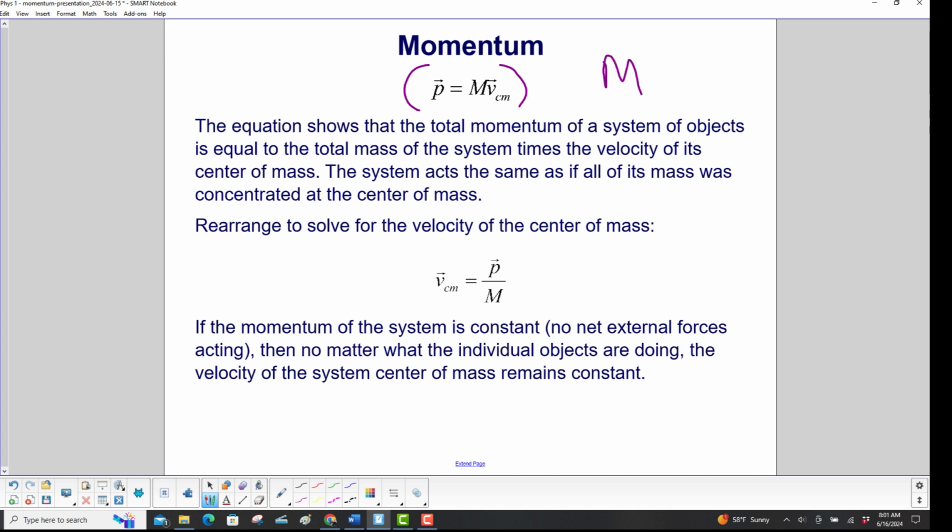We can rearrange that to solve for the velocity of the center of mass. That would just be the momentum over the total mass. If the momentum of the system is constant, that is, no net external forces are acting on it, then no matter what the individual objects are doing, the velocity of the system's center of mass remains the same.